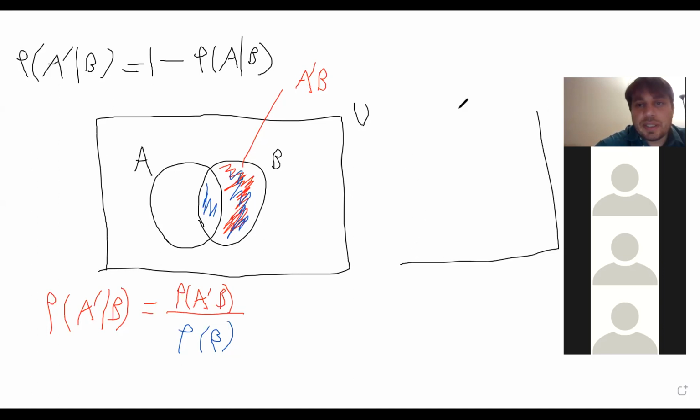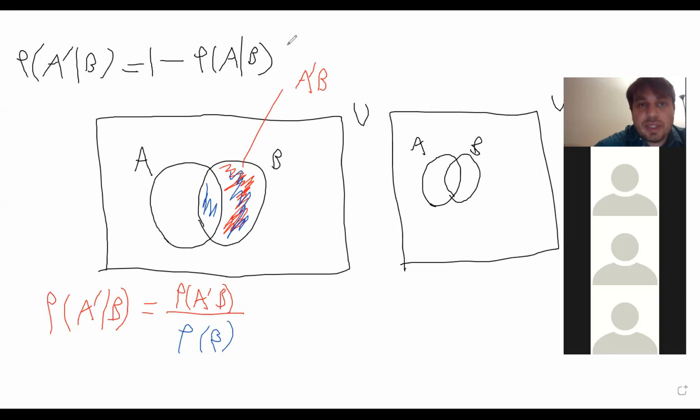Let me draw it separately. So if you have the set A and you have the set B, now circles are smaller. So now the probability of A given B, so I'm looking at this guy. If you start with this, then the probability of A given B is equal to the probability of AB, which is that region there, divided by the probability of B, which is the entire region again, right?